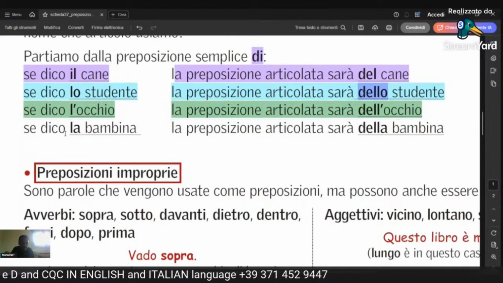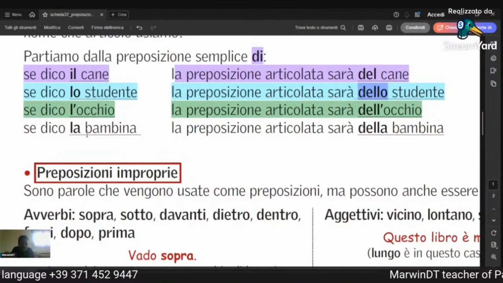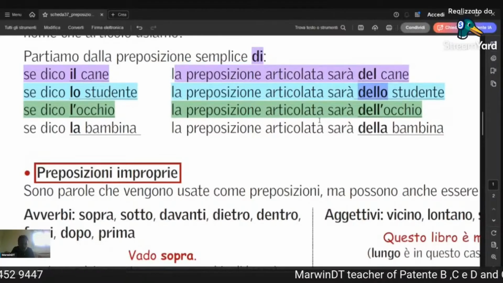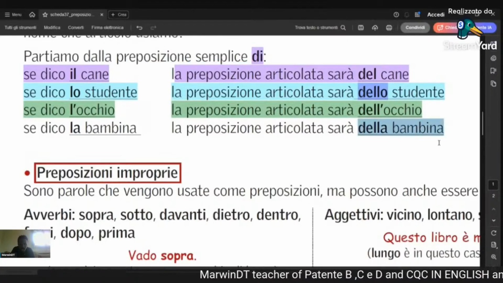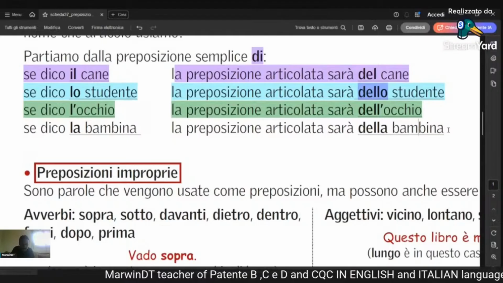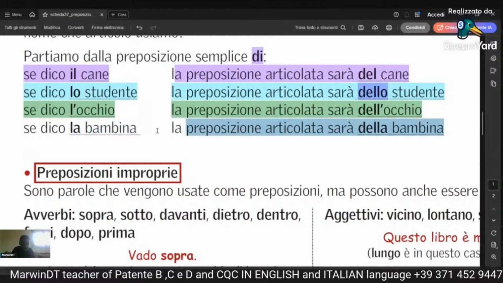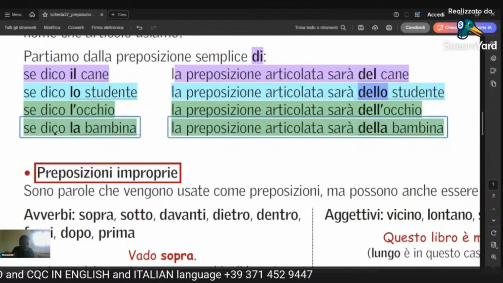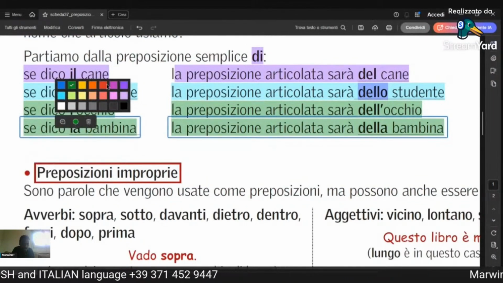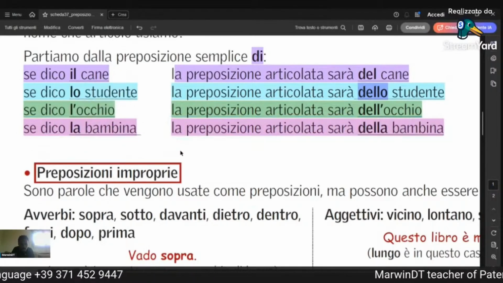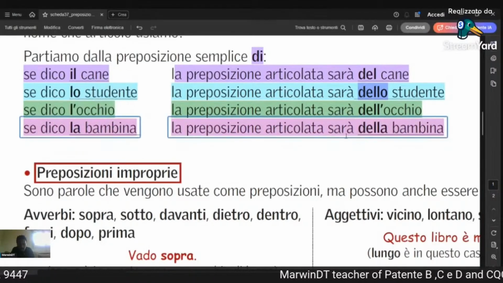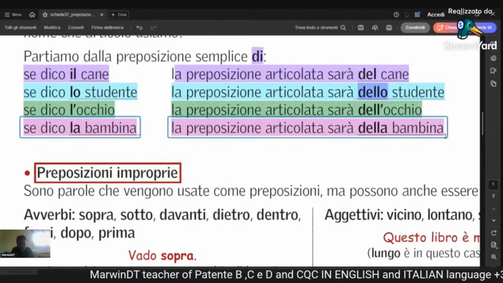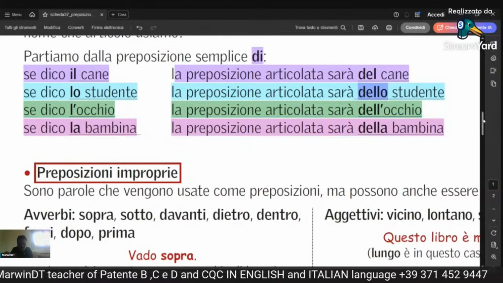Dell'occhio. Then we have se dico la bambina, so it becomes la plus D. It will become della bambina. Okay, so here it is. Se dico la bambina, it will become della bambina. Della bambina. Very good.